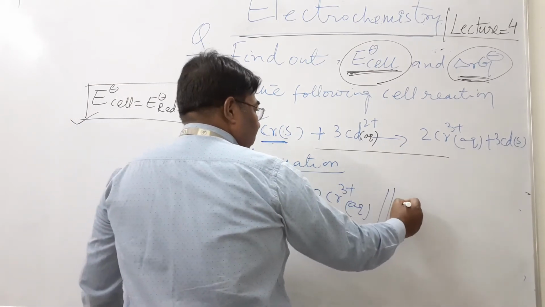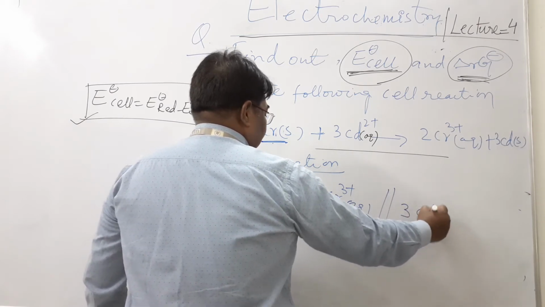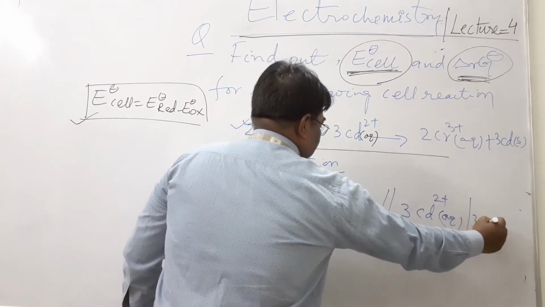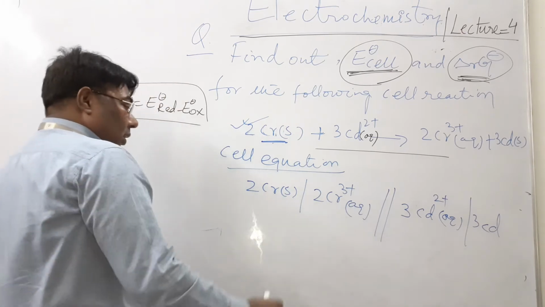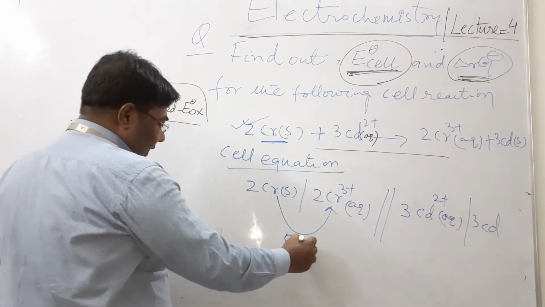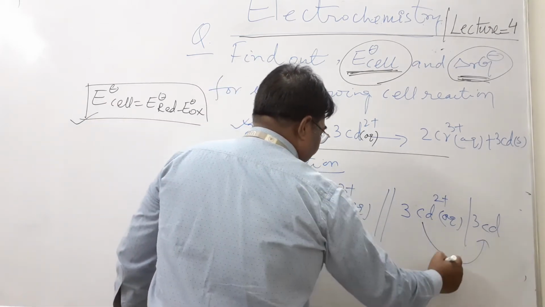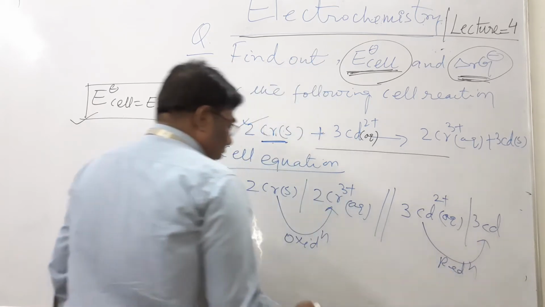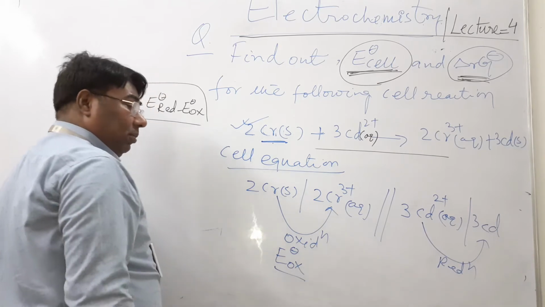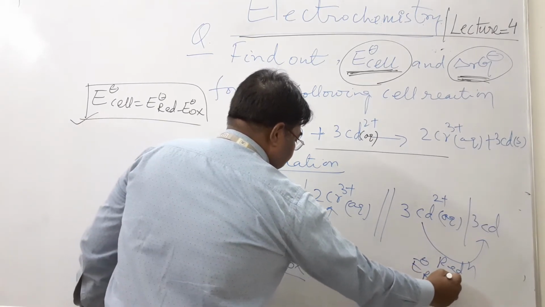And then 3Cd2+ aqueous, 3Cd. In this, oxidation will take place because of the loss of electrons. Here, reduction will take place. So at this electrode, standard oxidation potential develops, and here, standard reduction potential develops.